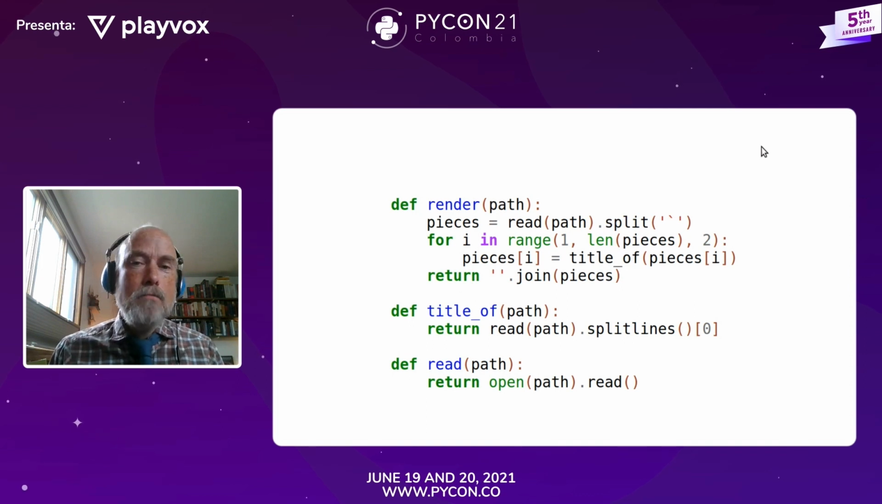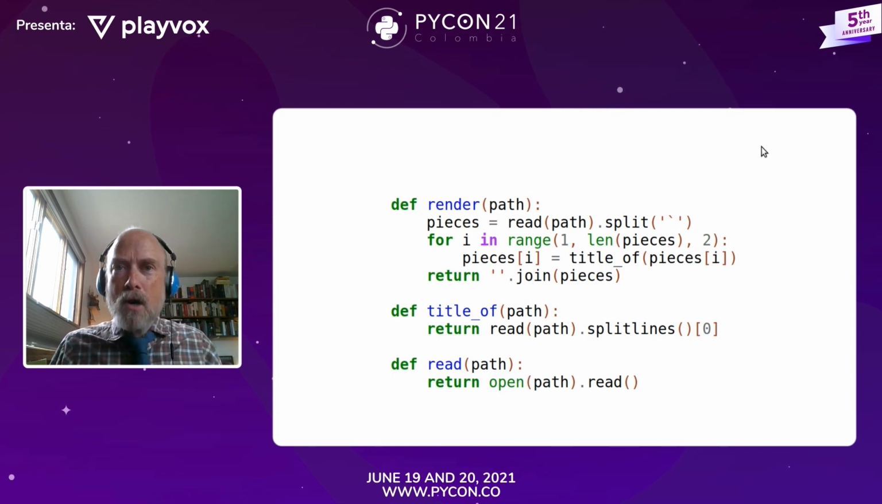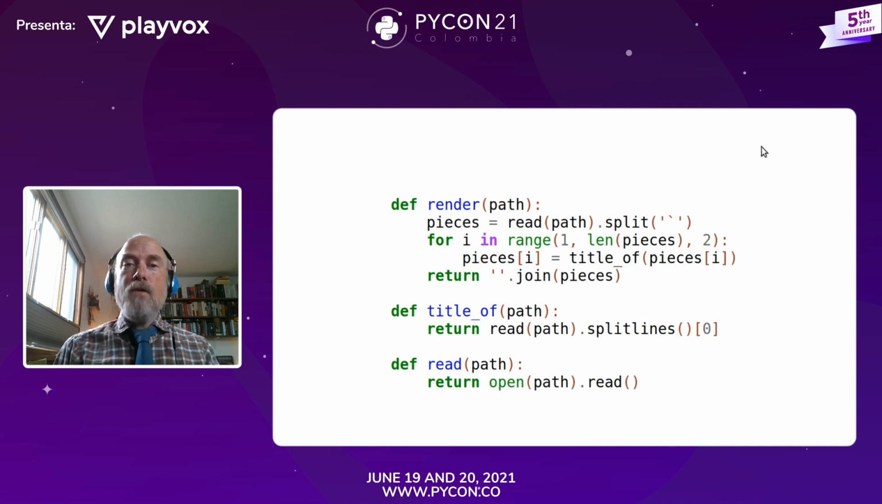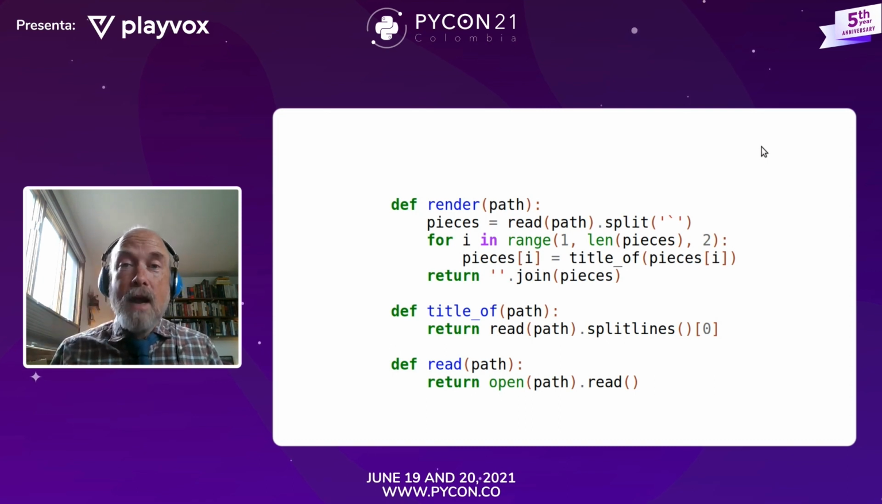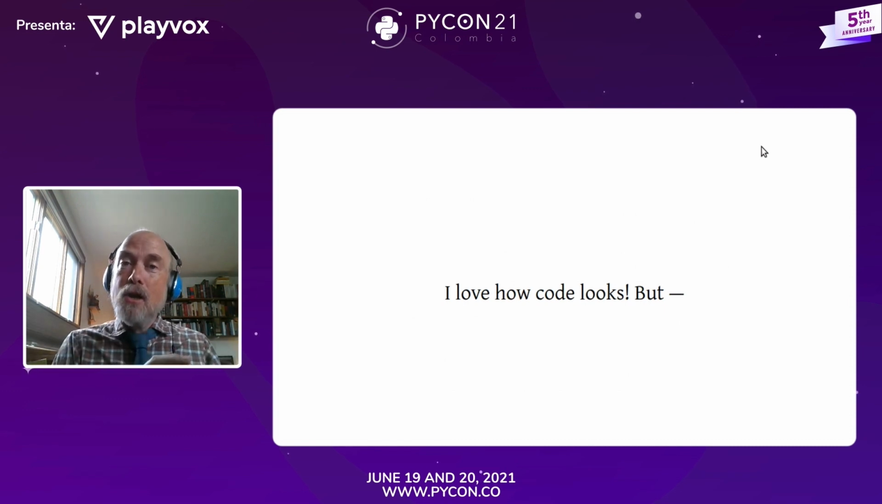What does title of do? As we said before, it reads the file content and gives us the first line. Simple markup language we've defined, puts titles on the first line. And then what does read do? It opens the path and reads the contents into a Python string. Very simple. No 2 phases, no 2 pieces, no callbacks. I've simply written rendering here the natural way that I would write it in Python. I love how the code looks when I've pivoted away from the callback pattern.